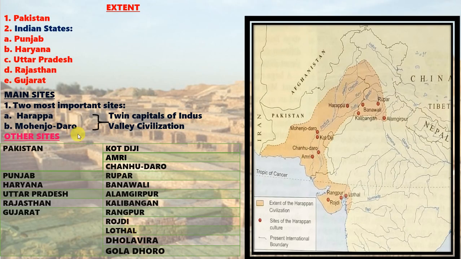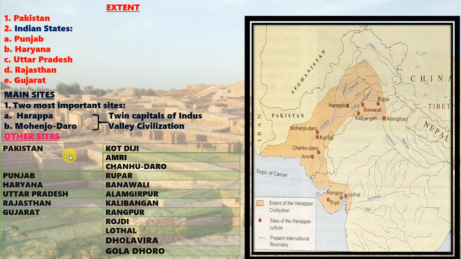So as you can see here, it extended in Pakistan, and later on further excavations, they found that Indian states like Punjab, Haryana, UP, Rajasthan and Gujarat also had these cities, the ruins or remains of these cities. The main sites we already know, Harappa and Mohenjo-daro. They are also known as twin capitals of the Indus Valley civilization.